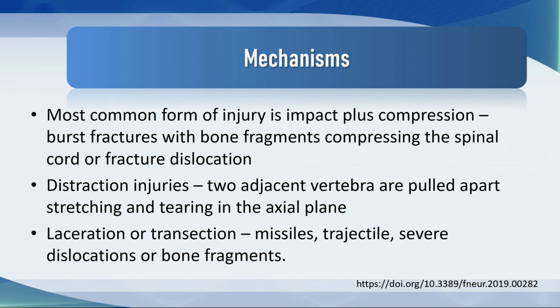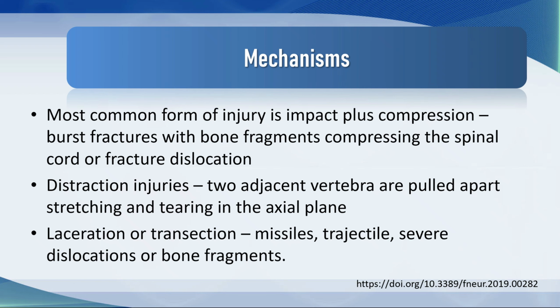The most common form of injury is impact plus compression, burst fractures with bone fragments compressing the spinal cord, or fracture dislocation. Sometimes distraction injuries caused by hyperflexion or hyperextension cause two adjacent vertebrae to be pulled apart, stretching and tearing in the axial plane. Laceration or transection of the cord is much less common than you might imagine. It happens with missiles, projectiles, etc. in combat, severe dislocations, or large bony fragments.